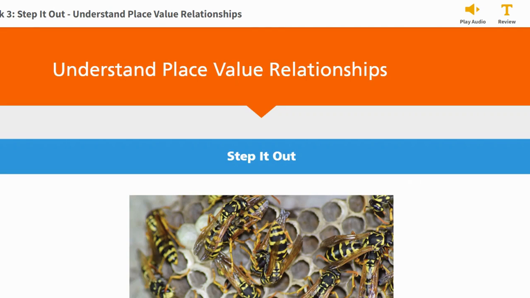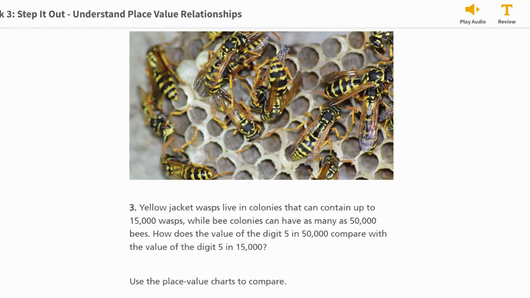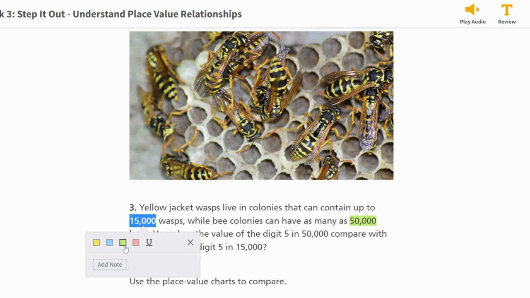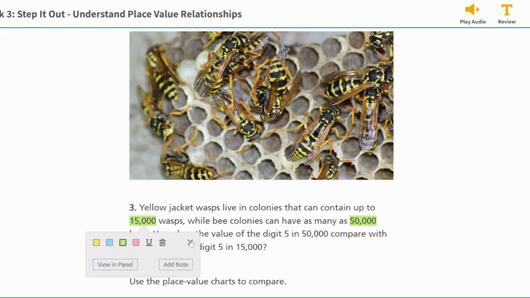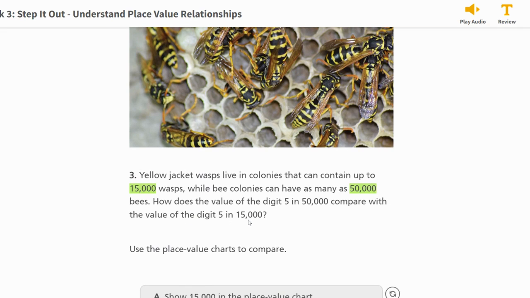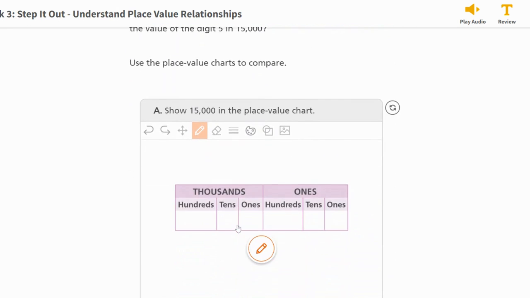Let's step it out. Now we're looking at bees, actually yellow jackets. Yellow jacket wasps live in colonies that can contain up to 15,000 wasps, while bee colonies can have as many as 50,000 bees. I'm going to highlight both of these numbers just so I remember to pay attention to them. How does the value of the 5 in 50,000 compare with the value of 5 in 15,000? So we're going to use the place value charts to compare.